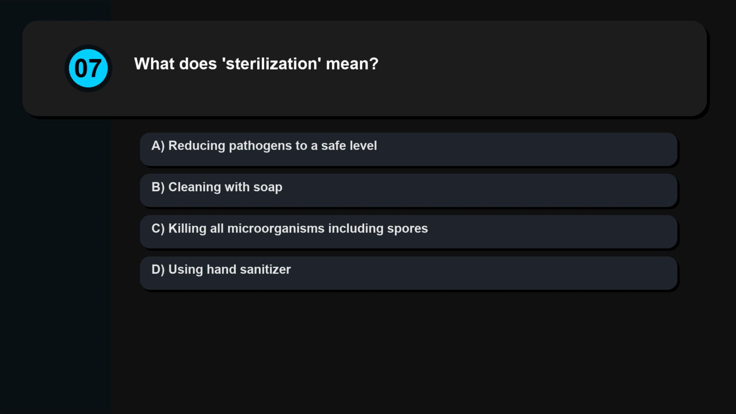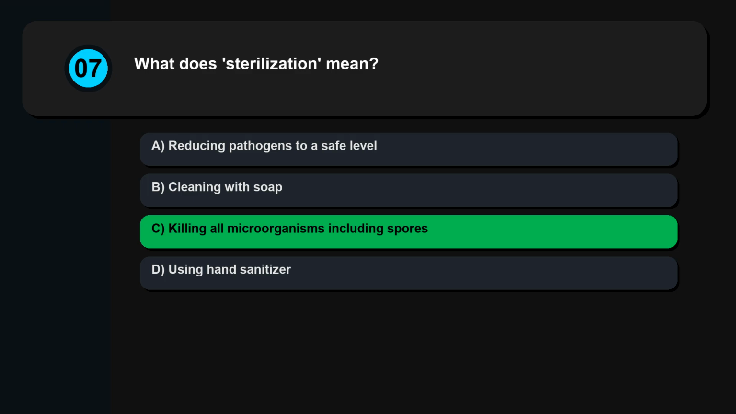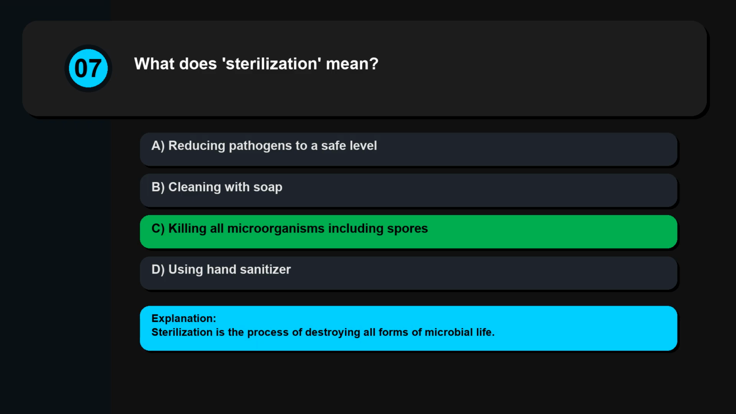Question 7. What does sterilization mean? Reducing pathogens to a safe level. Cleaning with soap. Killing all microorganisms including spores. Using hand sanitizer. Sterilization is the process of destroying all forms of microbial life.